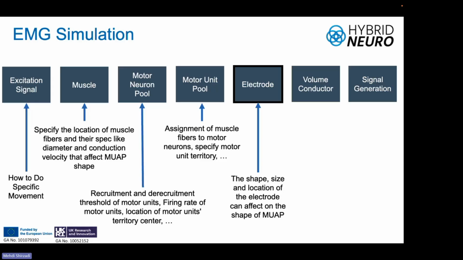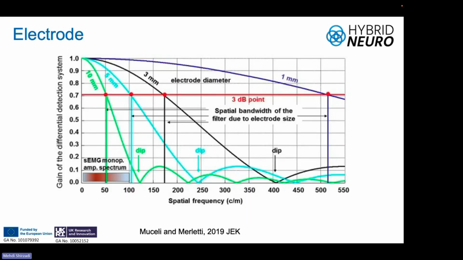Based on the shape of the electrode, the location where we place the electrode, and all of these things, we can record different shapes for the motor unit action potential. For the surface EMG, we have this good figure that says that if the diameter is small, we can get much more information. But if we increase the diameter, it will act as a low pass filter. We will destroy all of the high frequency content.